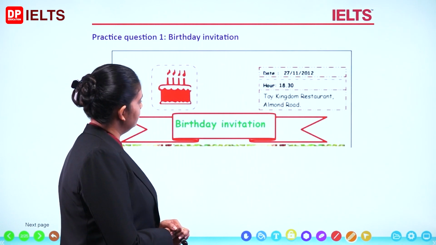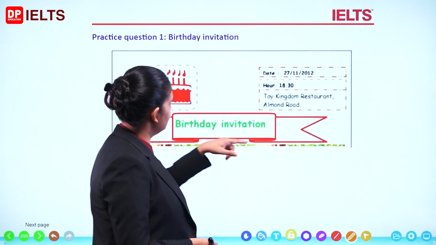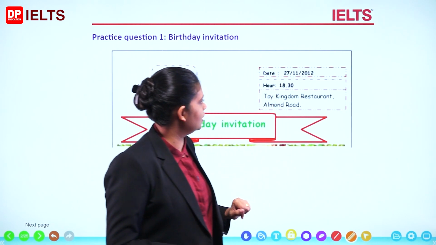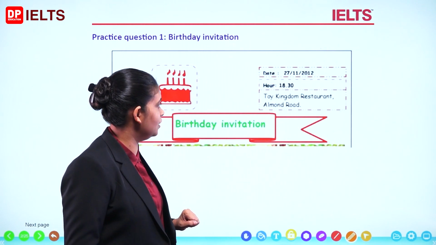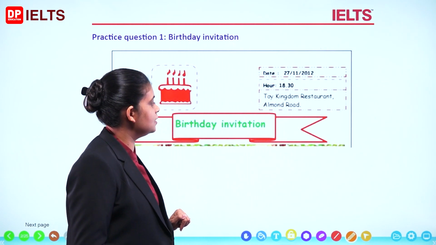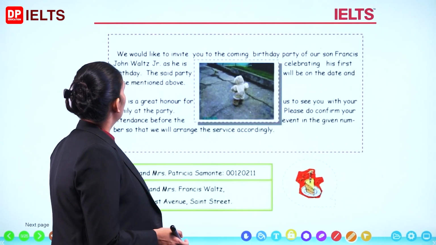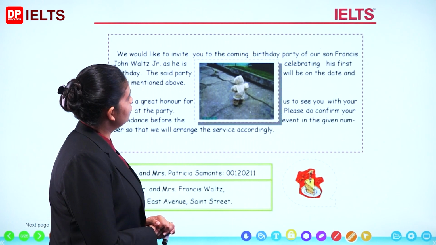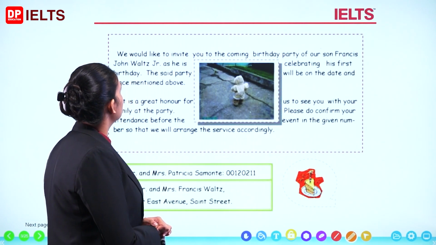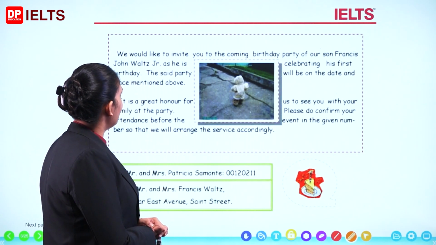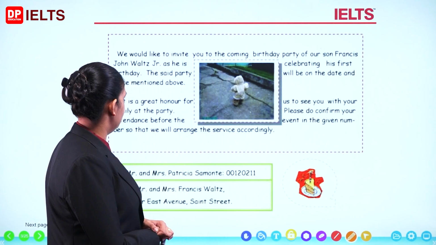Practice question 1. There's a birthday invitation here, right? Date is 27th November 2012 at 18:30, 6:30 in the evening, Toy Kingdom Restaurant, Almond Road. We would like to invite you to the coming birthday party of our son Francis John Walters Jr. as he is celebrating his first birthday.